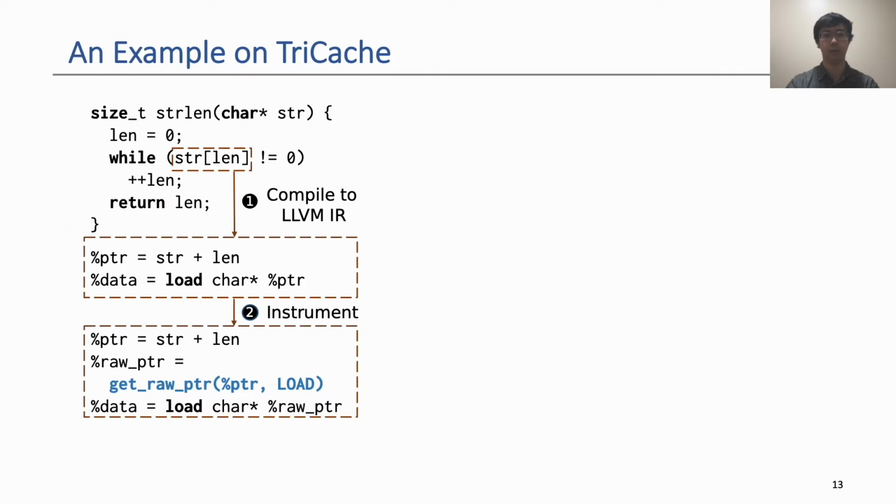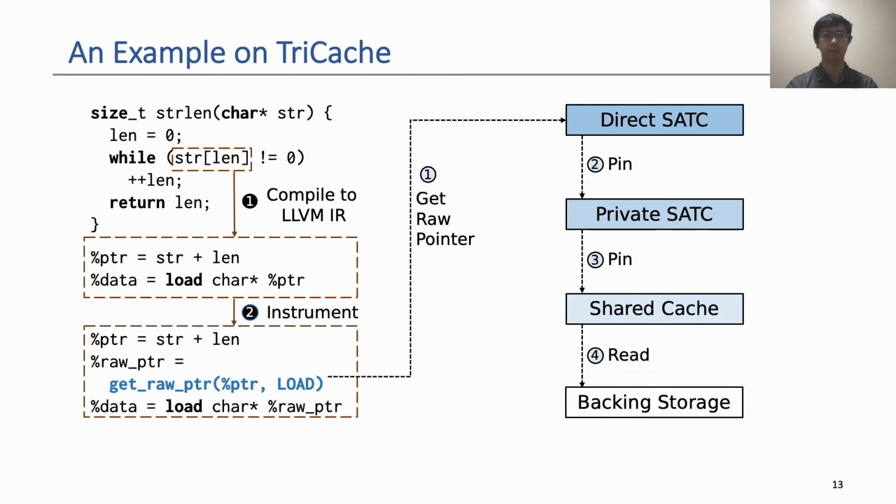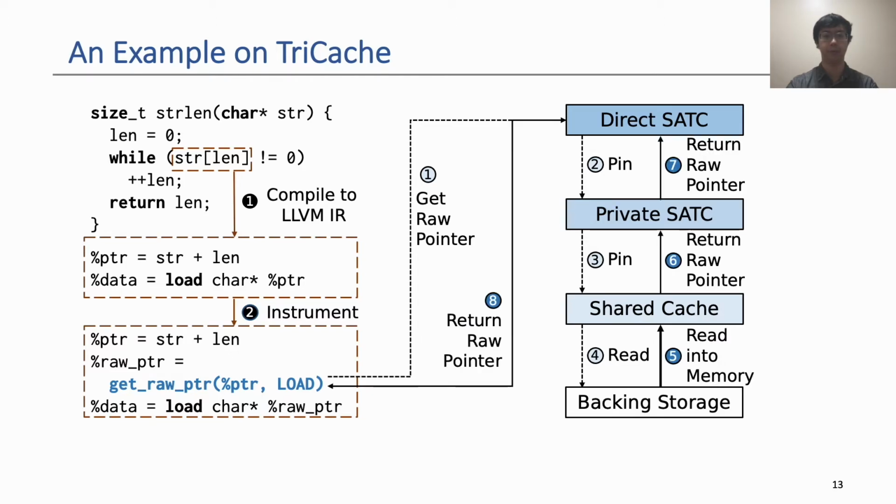Now we are going back to the previous example. After instrumentation, the get raw pointer call checks the pointer on direct SATC. If hit, the translated memory address will be returned. Otherwise, direct SATC requests the address from private SATC, and so on. If still missed on shared cache, it will read the block from storage into memory, and respond to the user thread.